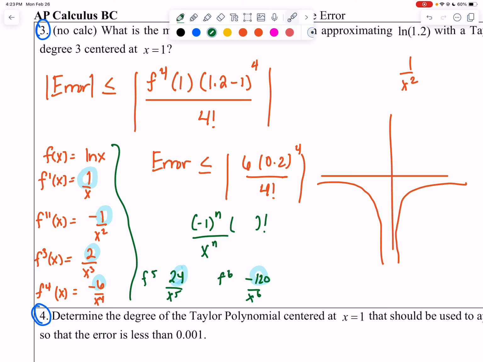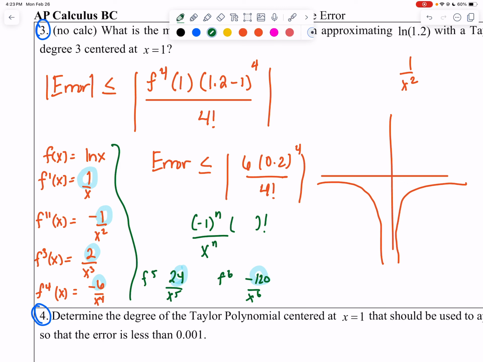Now, is it going to be n? Let's check. If it's n, then 1 factorial is just going to be 1. That's great. 2 factorial, however, is 2. And 3 factorial is 6. And 4 factorial is 24. 5 factorial is 120.